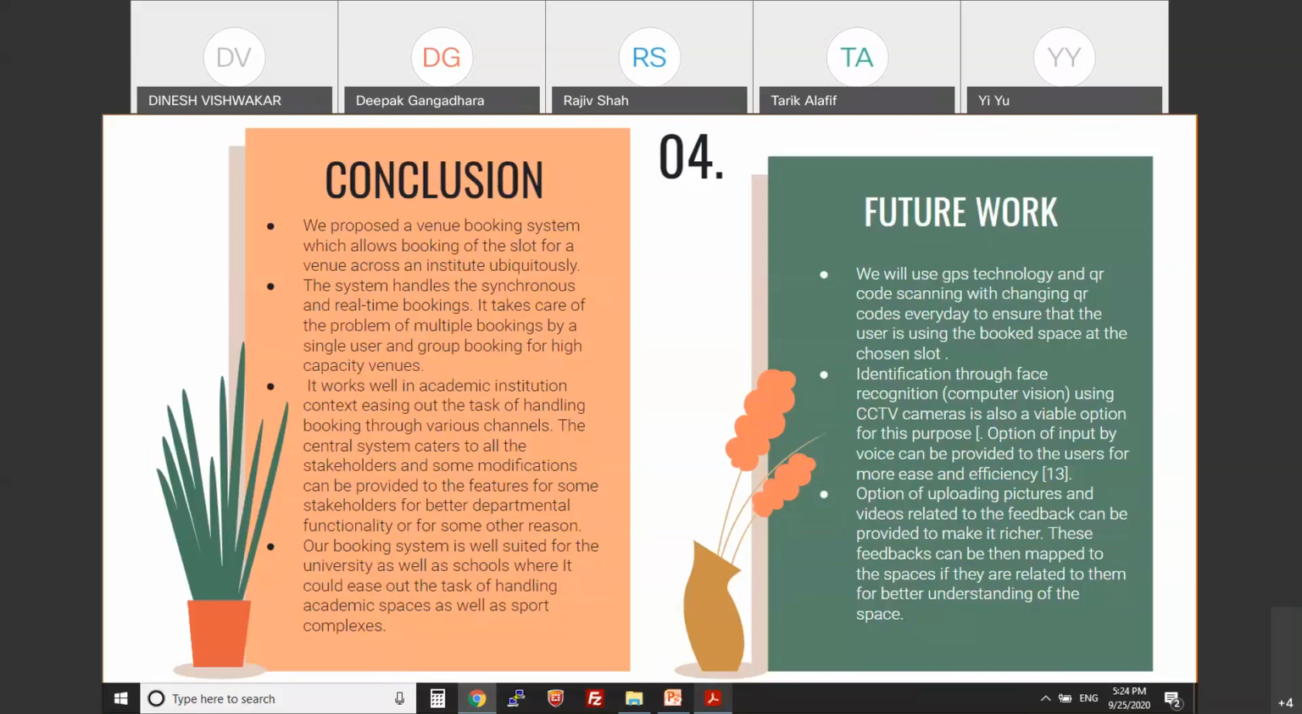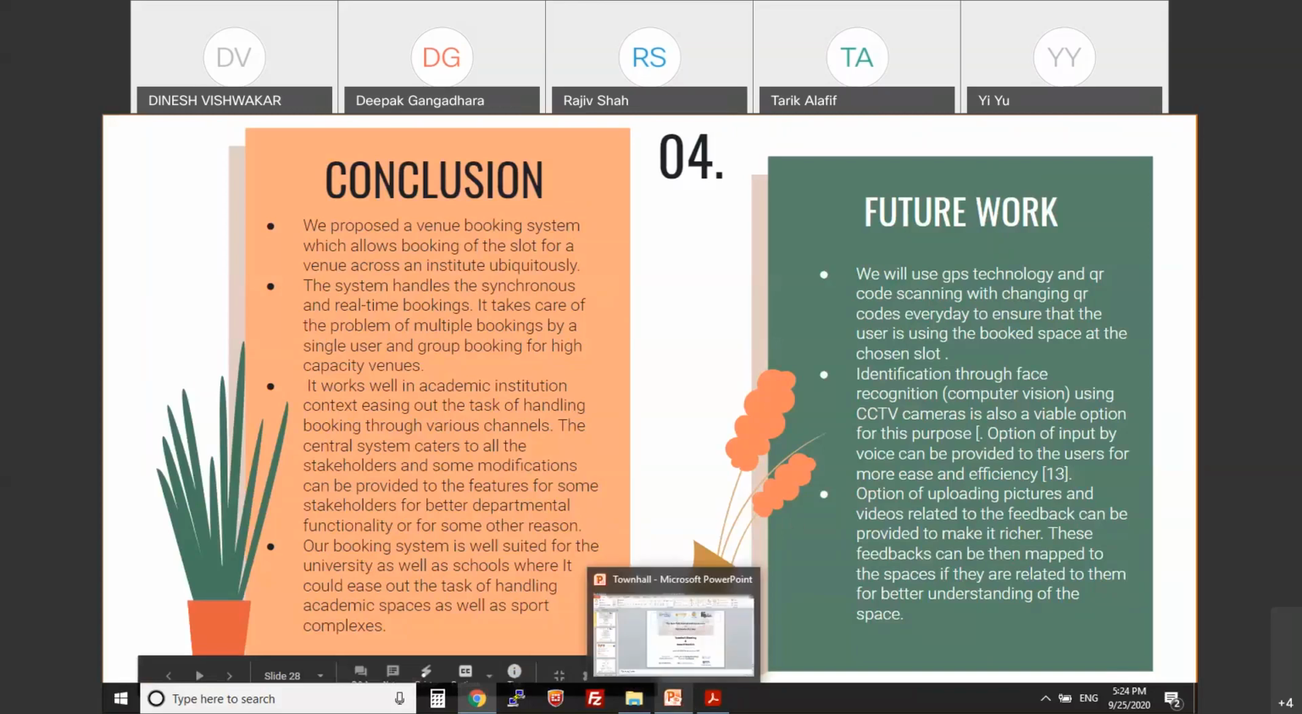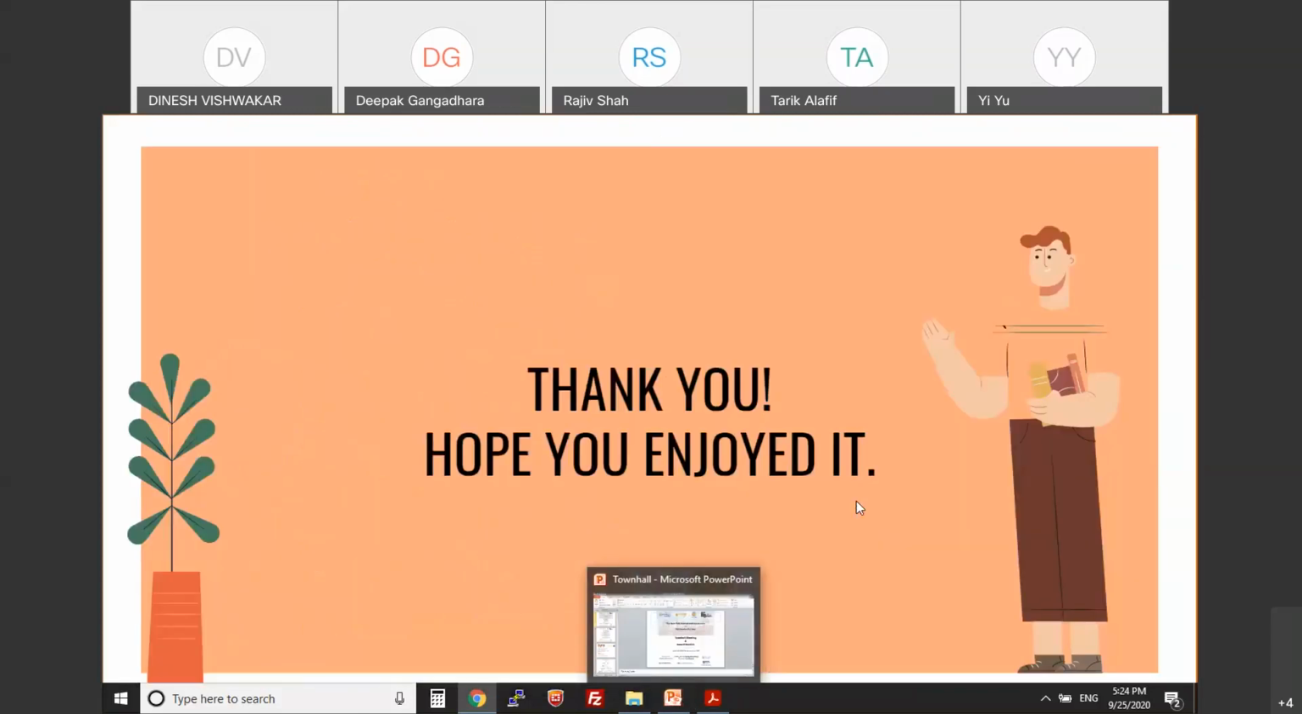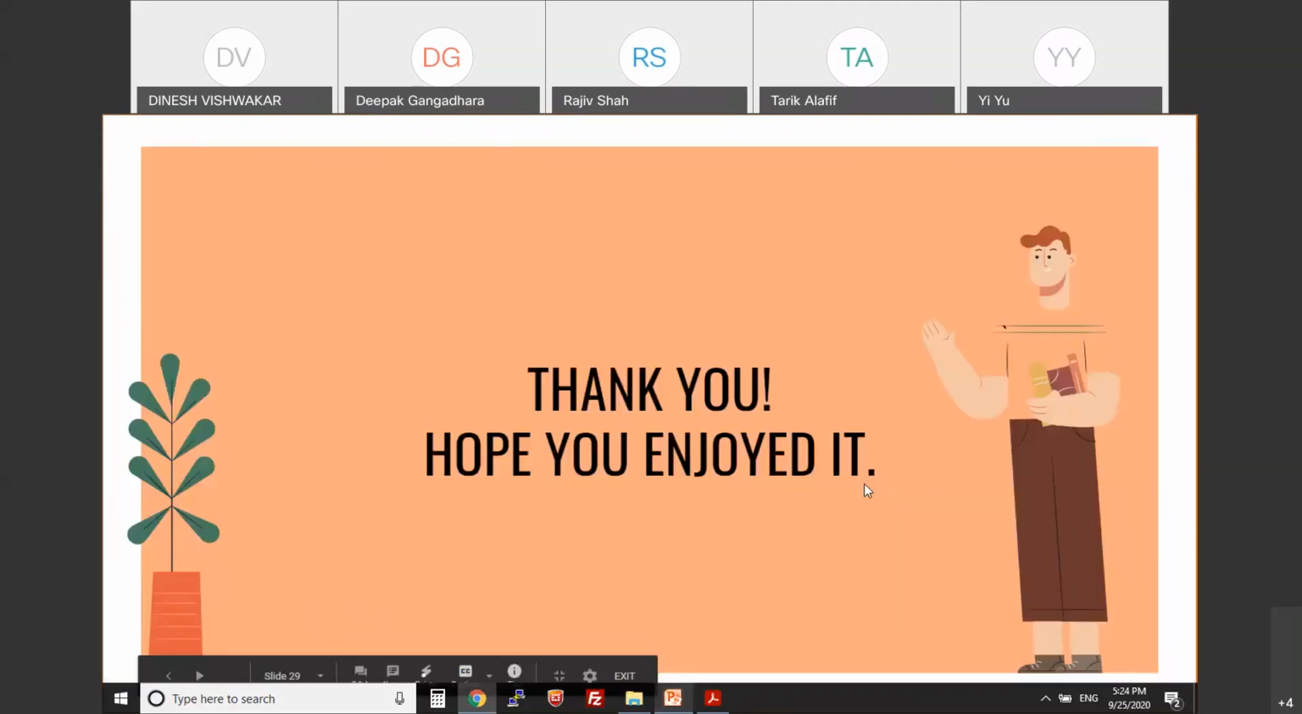The option of uploading pictures and videos related to the feedback can be provided to make it richer. So a user can upload videos or pictures. These feedbacks can then be mapped to the spaces if they are related to them, as it is done in Google.